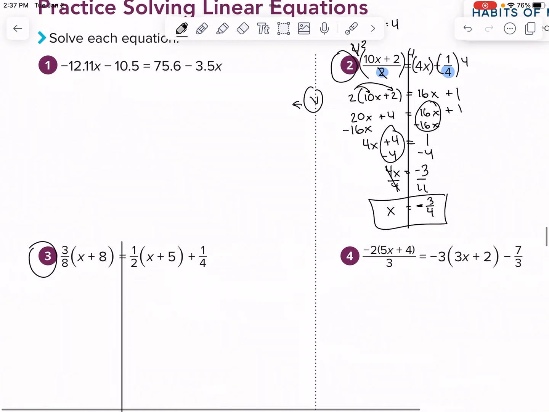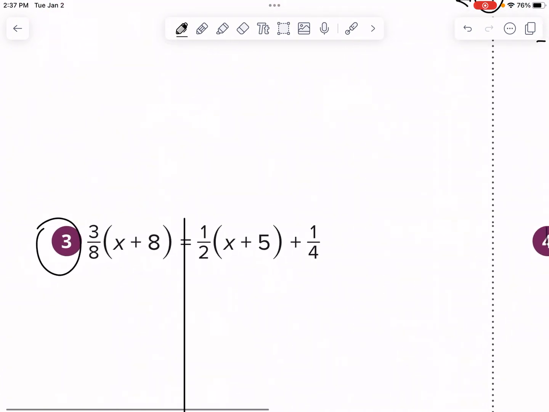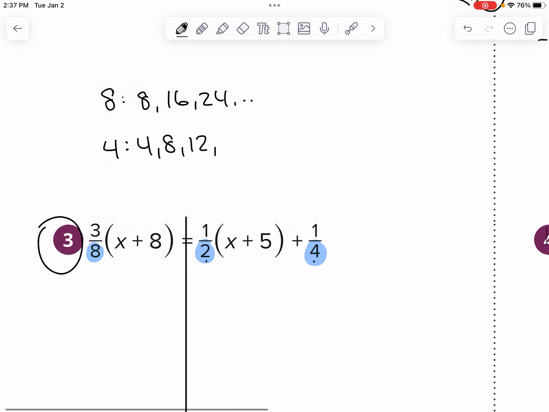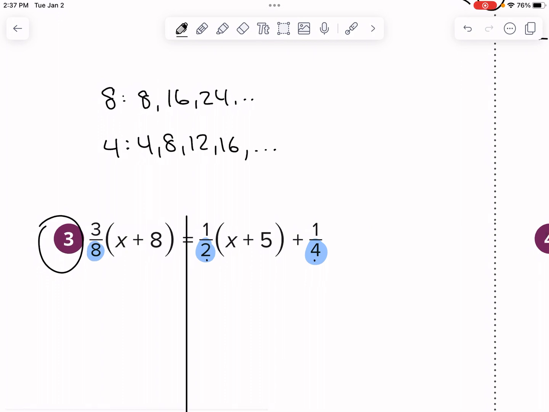All right, and let's go to number 3. So what is the least common multiple of 8, of 2, of 4? I'm just looking at only the denominators here. So let me start with 8. We got 8, 16, 24. And we already know that the least common multiple of these two is 4. So let's do a multiple of 4 then. So 4, 8, 12, 16, so on. The smallest one that they both share is an 8. So let's multiply everything by 8.